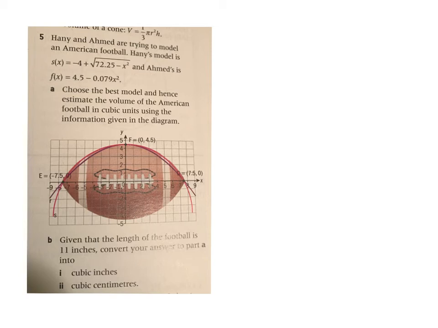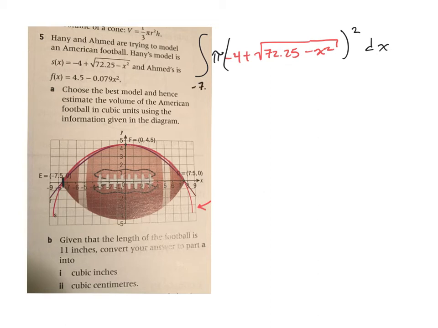But if we have chosen that Hani is a little bit better, which is -4 plus the square root of 72.25 minus x squared, then what we need to do is square that whole thing because of the radius squared. We need to multiply it by pi, and then integrate it from -7.5 all the way up to 7.5. Okie doke. So let's do that. By all means, just plug this into a calculator. That is totally a reasonable thing to do.